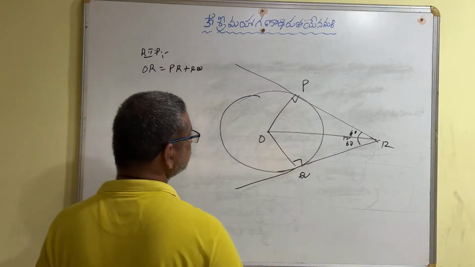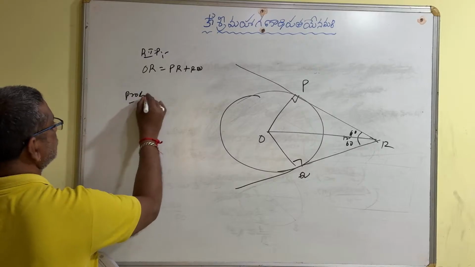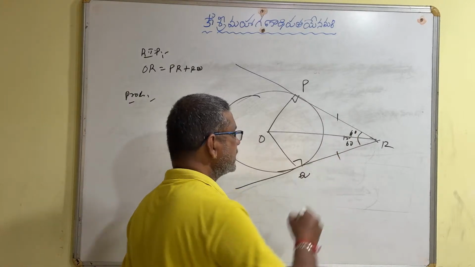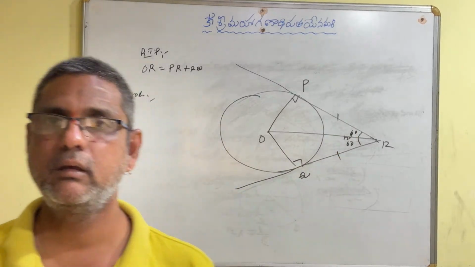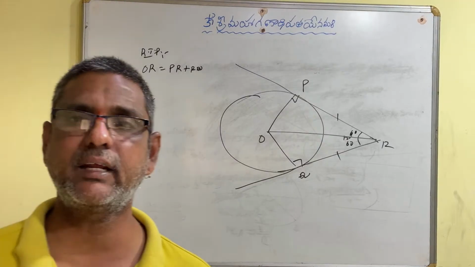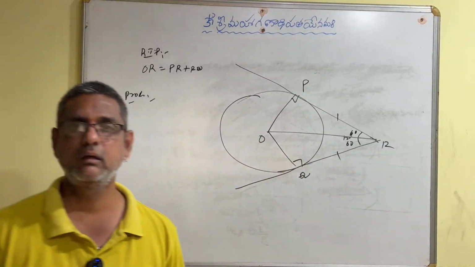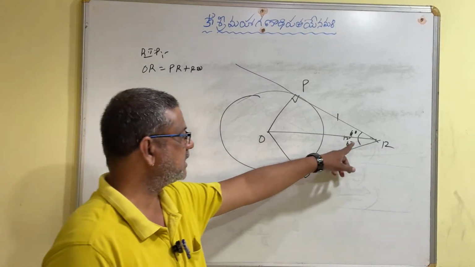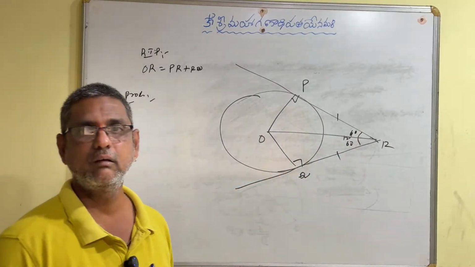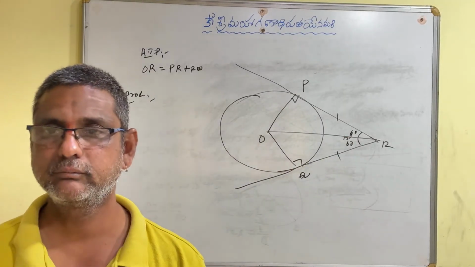Now, proof. See, observe here. These two tangents are equal. RP is equal to RQ. Tangents drawn from an external point of a circle are equal. And OR is the bisector of the angle between the tangents as well as the angle between the radii. So this 120 degrees will be divided into two equal angles, 60, 60. Okay?